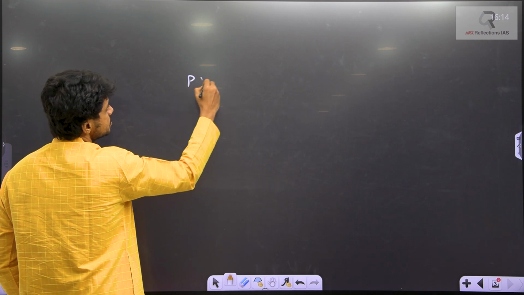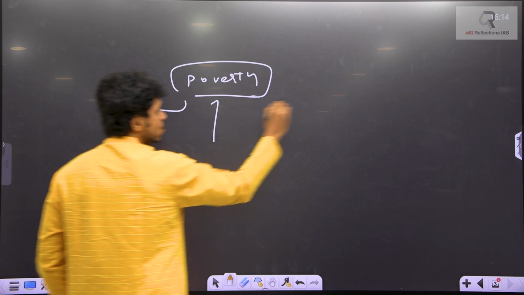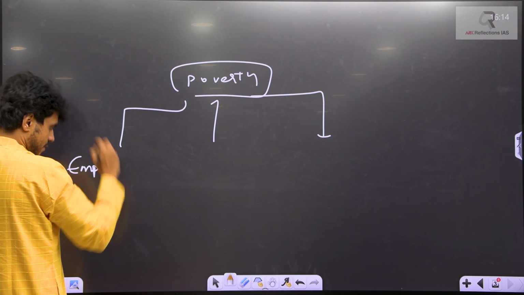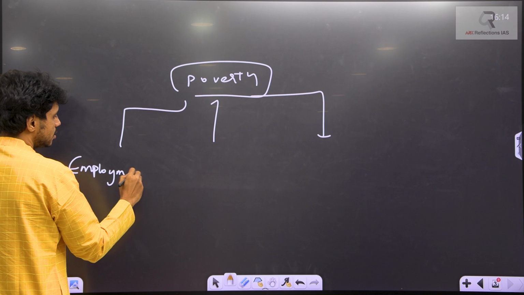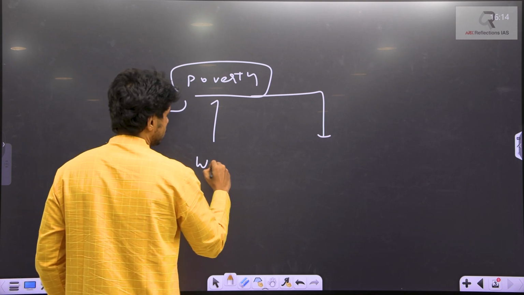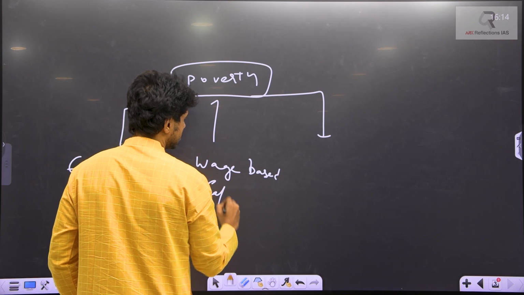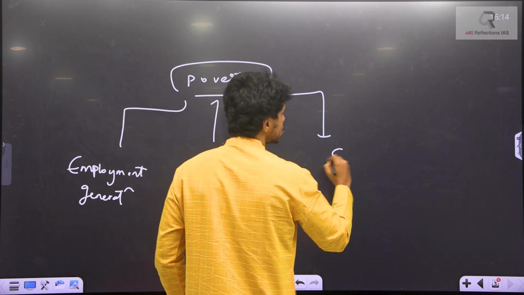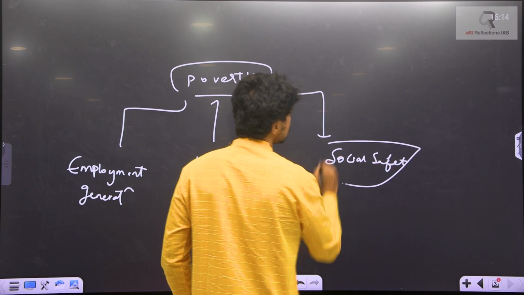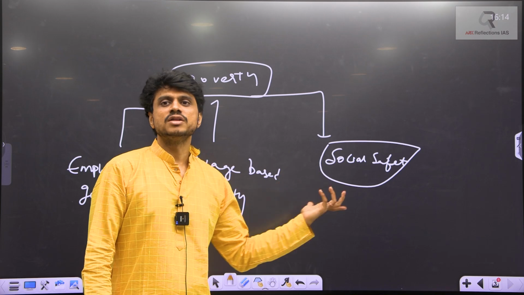On another side, see, this way I can divide my measures. See here, poverty measures. You can add all these things under these three classifications. You can note down this thing. So one thing is the employment generation method. Employment generation, wage-based employment, and another thing is a social safety net. So these are your measures to the poverty. I'll not just dump my information randomly. I'll classify them broadly under three headings.